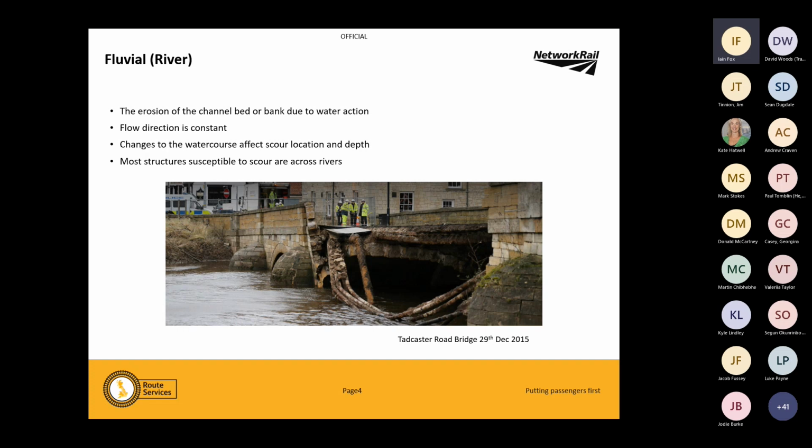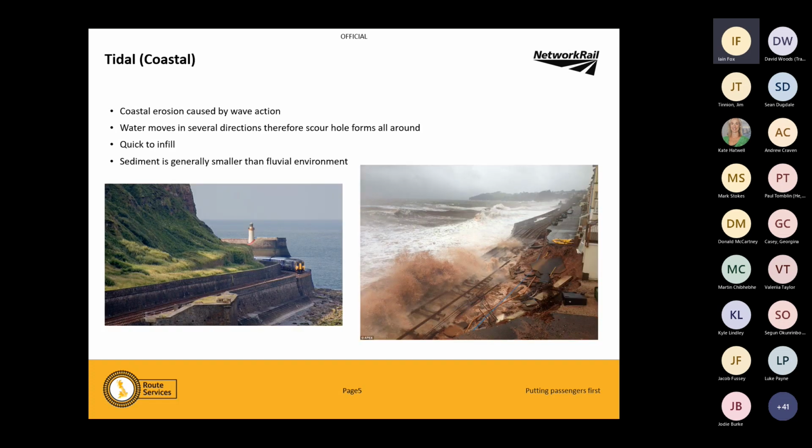Tidal then, it's caused by wave action. We've said it moves in several different directions. It's quick to infill. What that means is when you've got water flowing in one direction, it lifts the sediment up, it moves it out the way, and it moves it downstream. Now, there's no way that sediment can come backwards again and get in the hole it came from originally. With tidal movement, that can happen, and that does happen. The wave action, as the tide ebbs and flows, it lifts material out and it puts material back in. So they are quick to infill tidal holes.